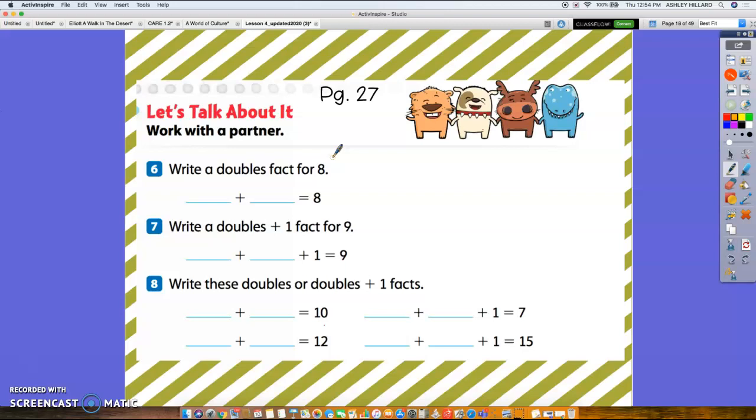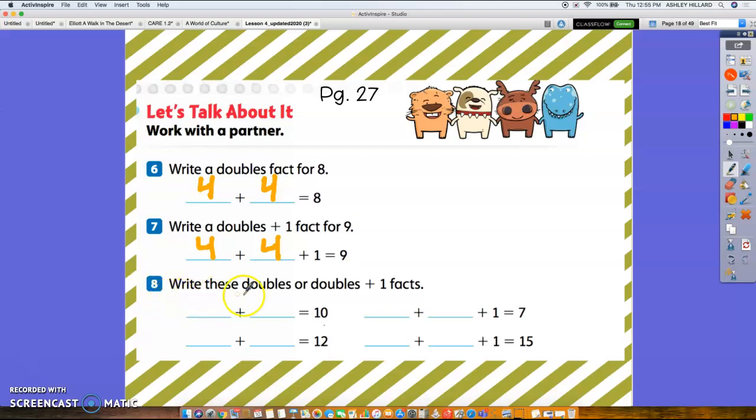Okay, so the doubles fact for 8 is 4 plus 4. Now I need to write a doubles plus 1 fact for 9. So my answer in these lines is still going to be 4 plus 4 because 4 plus 4 is 8, plus 1 more equals 9.